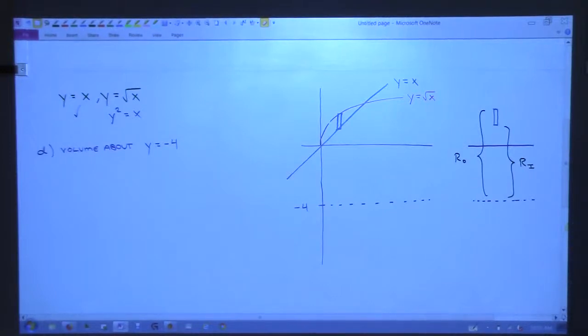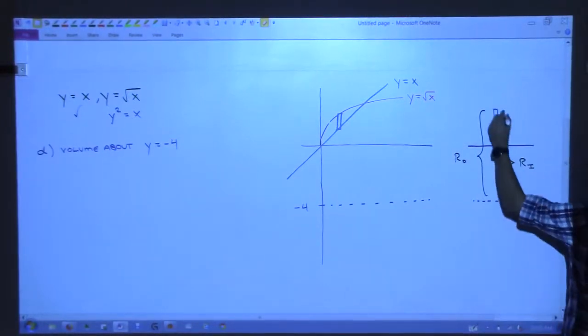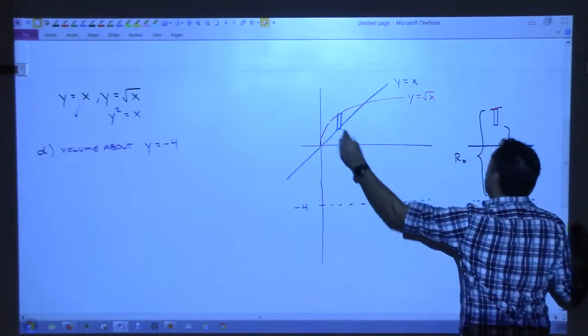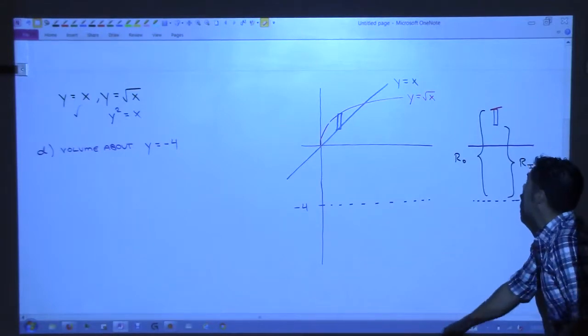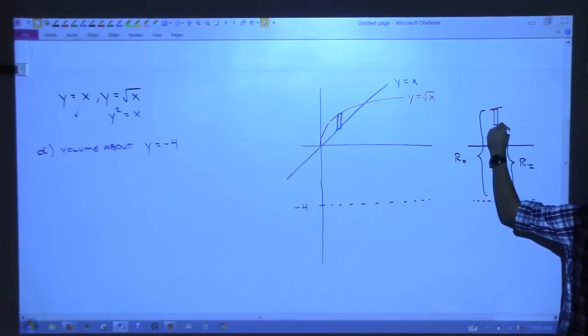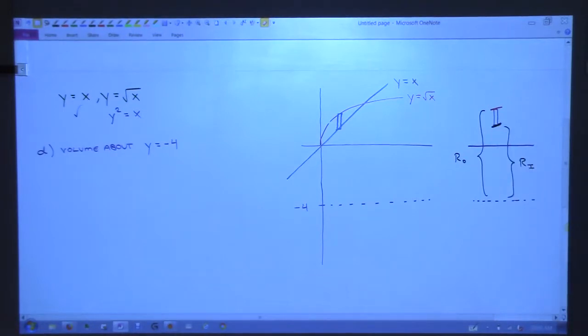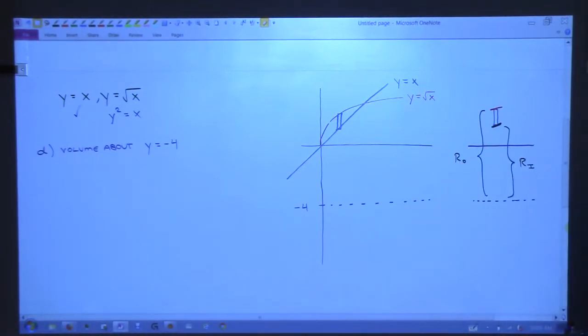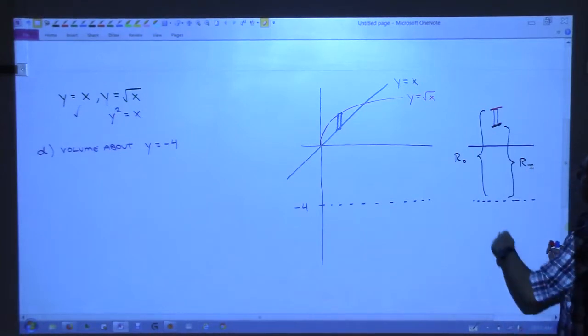Now let's actually figure out what they are. I'm going to put this red up here because that's the square root function on top, right? And then this one right here is y equals x, which is the one on the bottom. Agree? Okay. As I move the rectangle from left to right, I always have red on top, black on bottom. That means my outer radius is always going to be the distance from here.